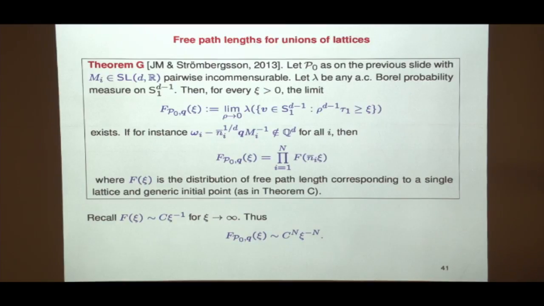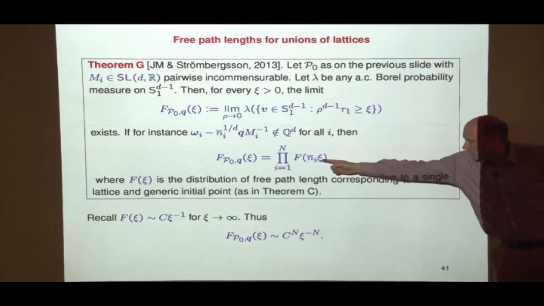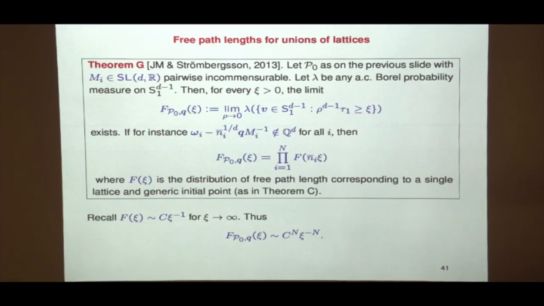Now, if these lattices that you superimpose are not rationally related, what we can show, again using Ratner, is that the limiting distribution for the free path lengths becomes the product of the individual distributions of our lattices. Okay, so we want the union of our lattices to still have density 1, so we assume that each individual lattice has a density smaller than 1, say n bar 1, n bar 2, so that all the n bars sum up to 1.